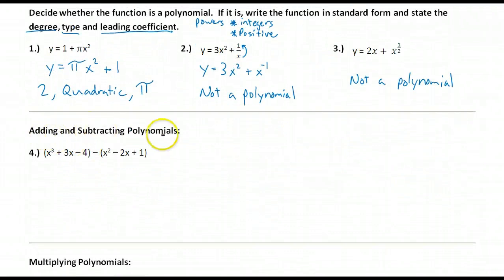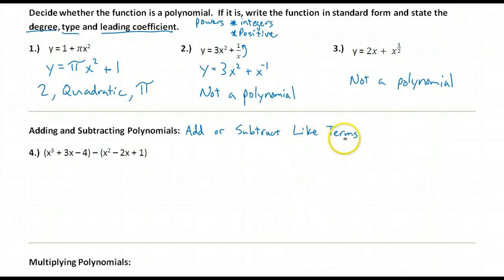To add and subtract polynomials, add or subtract like terms. What makes like terms? Well, you have to look at the base and the power. Both the base and the power have to be the same to create like terms. So if I look at this first problem, I have a cubic polynomial, because my highest power is 3, minus a quadratic polynomial, because my highest power is 2.